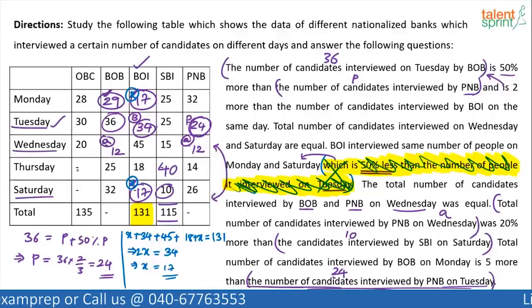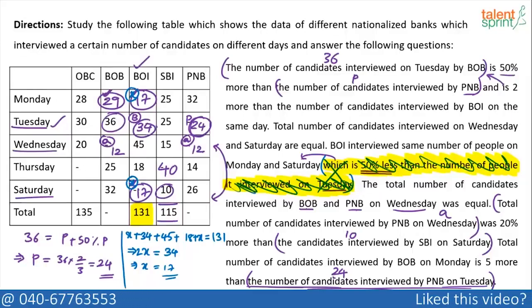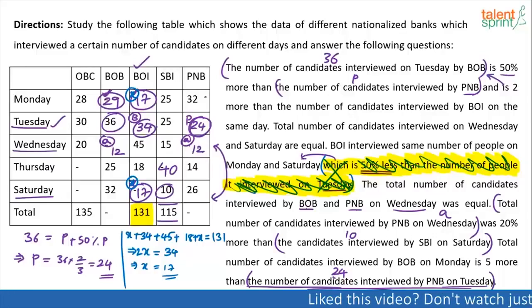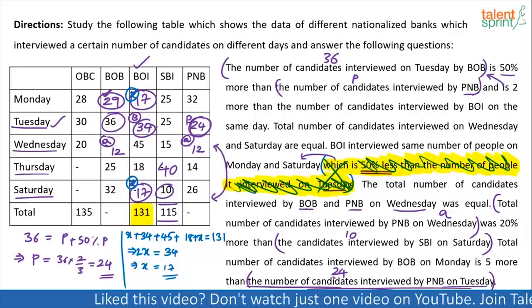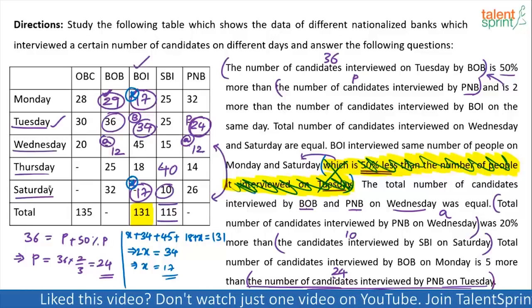Okay, we don't have any clue about these 2 points here. Anyway, did we miss any statement anywhere? Now totals we can calculate. PNB's total can be calculated, BOB's total can be calculated. All we have to worry about is how do we get OBC's data for Thursday and Saturday. Is it given anywhere?